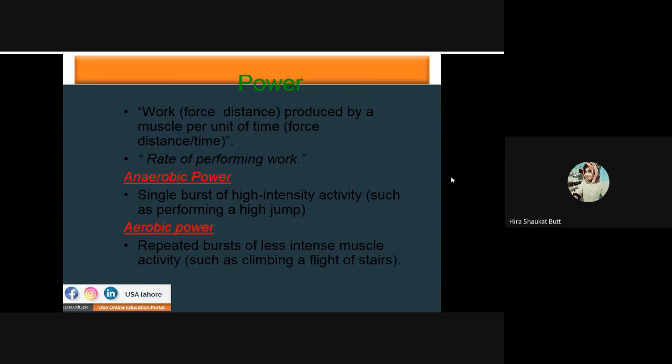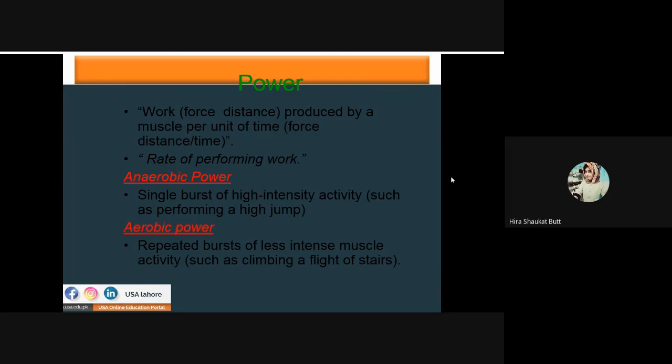Then comes the second component of muscle performance, that is muscle power. First one was the muscle strength. Second component of muscle performance is muscle power. Students, power is always basically the combination of work and time. So in case of muscle, it is the muscle work, the force produced by the muscle per unit time. So the muscle power, you can also say, is the rate of performing work.